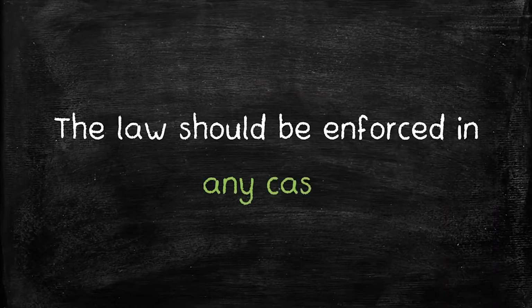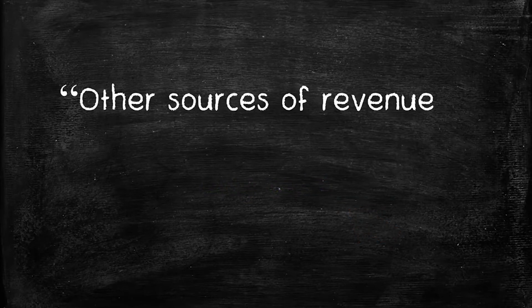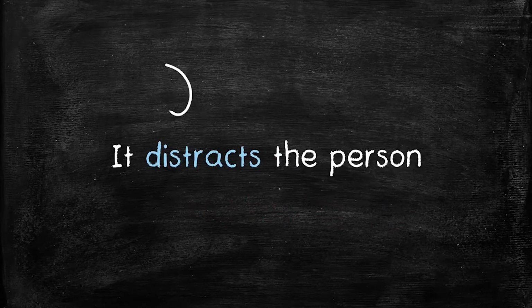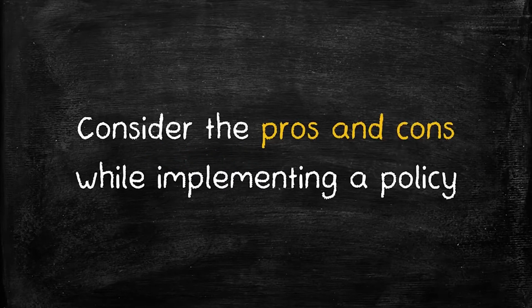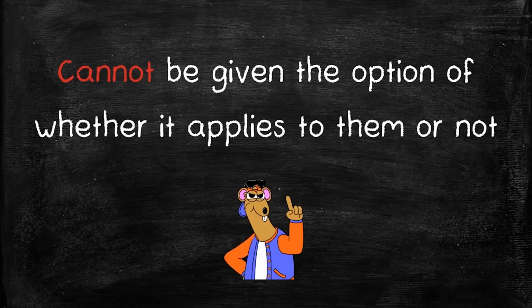The law should be enforced regardless of whether the government can cover up the deficit caused by people breaking the law. To say that government has other sources of revenue to cover up the deficit is the red herring because it simply distracts the person by drawing their attention towards that. When we consider whether a policy should be made or not, we should consider the pros and cons of the policy. However, once it is made, people cannot be given the option of deciding whether it applies to them or not.